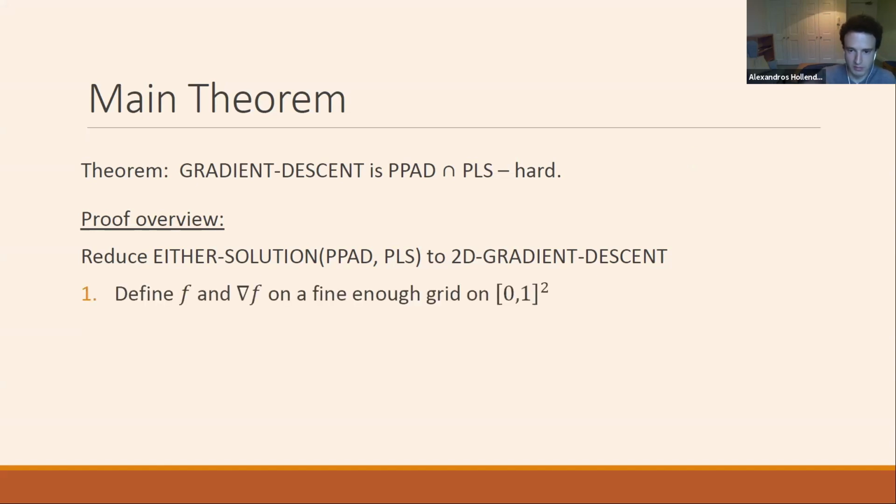Very high overview of how the reduction works. So we work on a domain which is just a unit square, two-dimensional, and we're going to use the instance of Either-Solution that we have to construct the values of f and the gradient of f on a very fine grid over this unit square domain. Fine would be exponential in 1/epsilon. Yes, it's going to be very small. I mean, how small it is will depend on essentially the PPAD and the PLS problem.